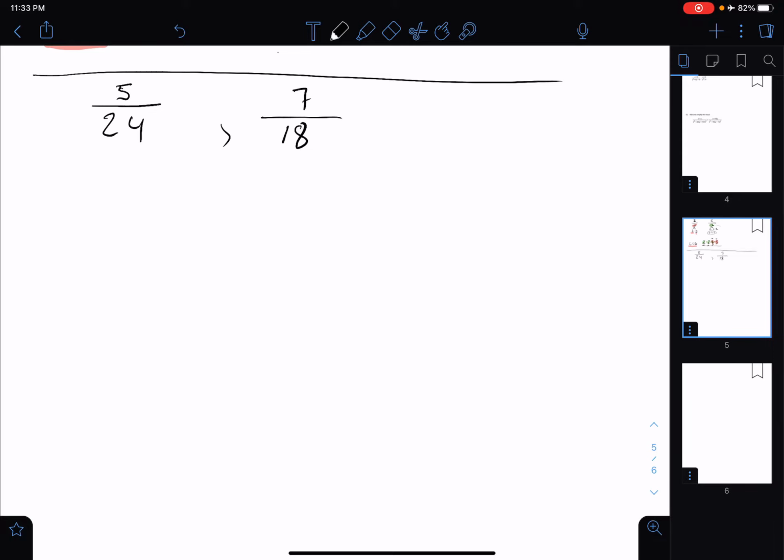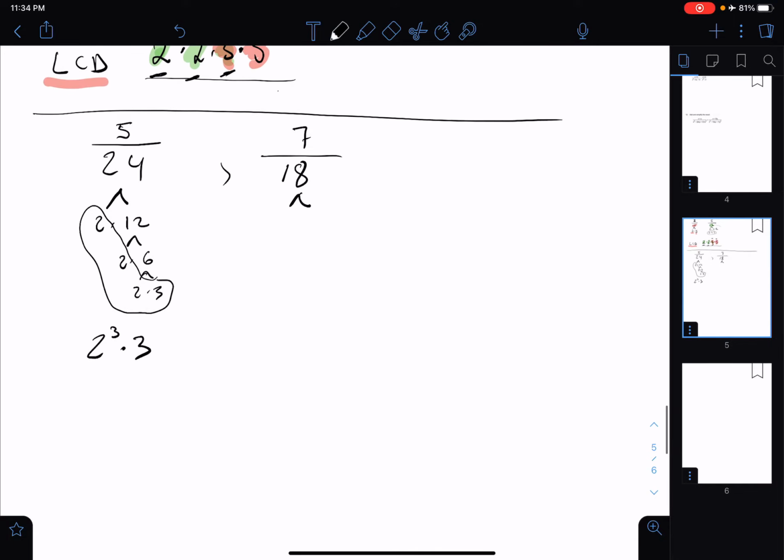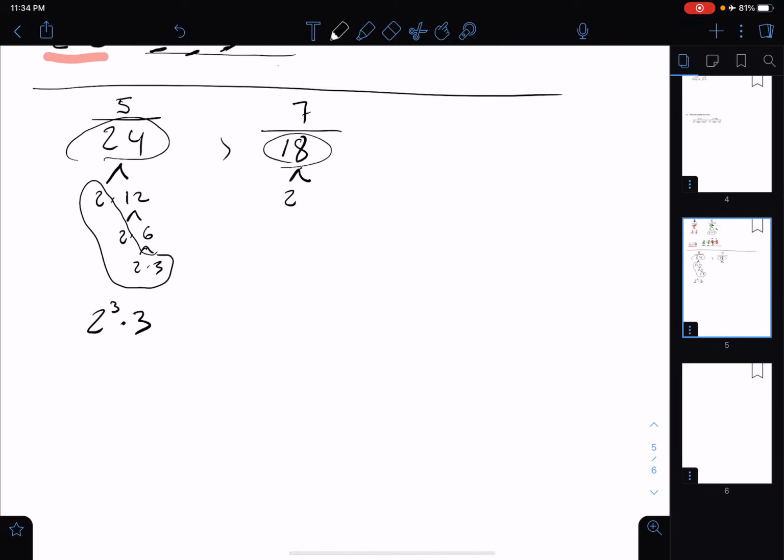Now I can show you the other way, but let me show you this way, which is beneficial, I think, for the polynomials. What you want to do is your prime factorization, but you want to write any double or triple roots as powers in exponential form. So what multiplies 24? Well, you could say 2 times 12, then 2 times 6 and 2 times 3. So there's my prime factorization of 24. Write it as exponents: 2 to the third times 3. Now let's do a prime factorization of 18. That's 2 times 9, and 9 is 3 times 3. So there's your prime factorization, 2 times 3 squared.